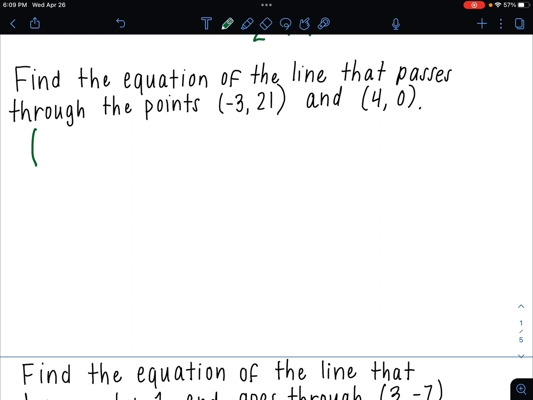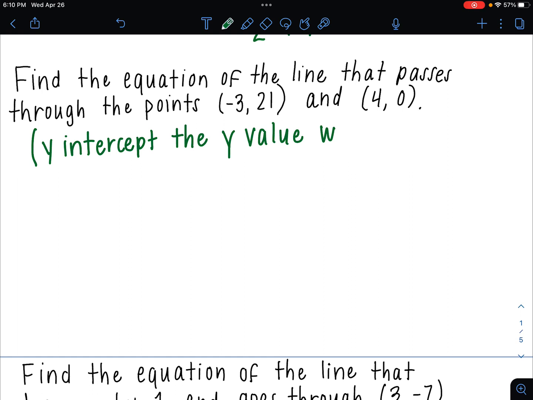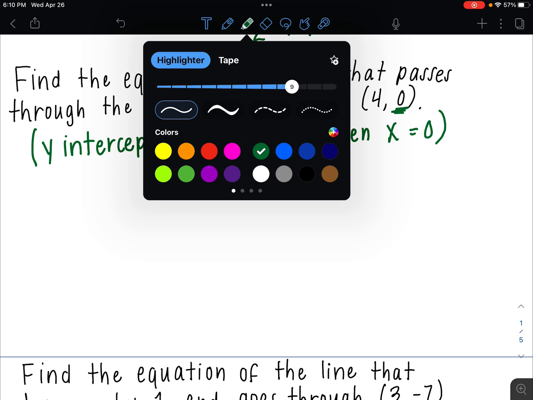Now remember, the y-intercept is the point, or we can even refer to it as the y value when x is 0. And in this case, we have our x-intercept because we have the point where y is 0, but that doesn't really count. So we are going to find the slope a different way.